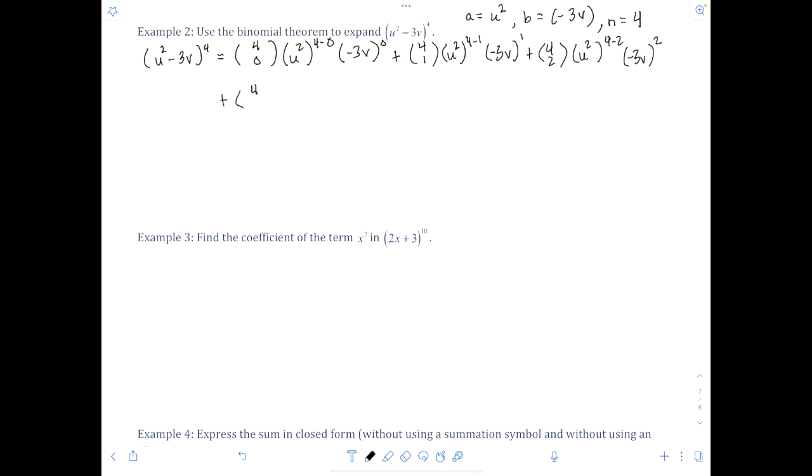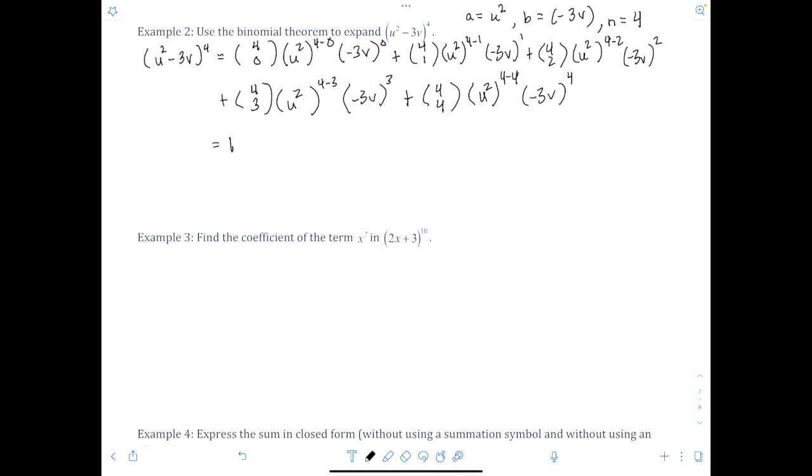plus 4, choose 3, u squared raised to the 4 minus 3, negative 3v raised to the 3, and the last one would be 4, choose 4, u squared raised to the 4 minus 4, which of course is 0, and then we would have negative 3v raised to the 4th. So putting that all together, 4 choose 0 is 1.